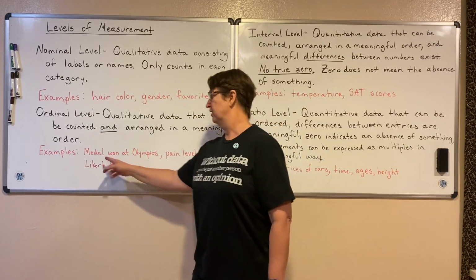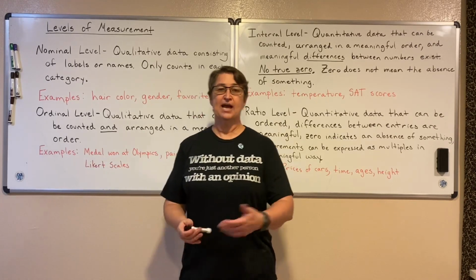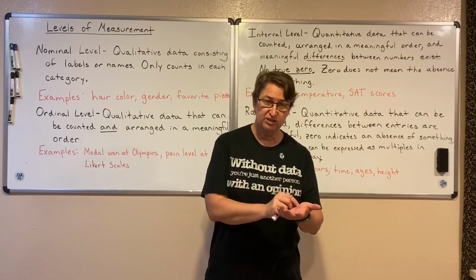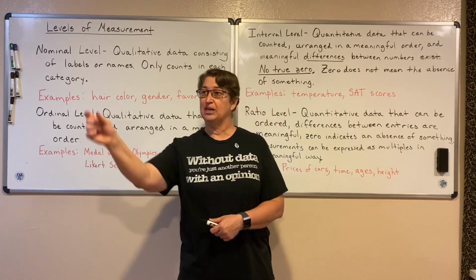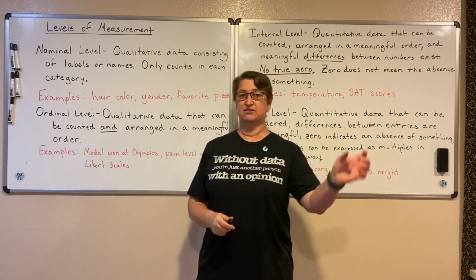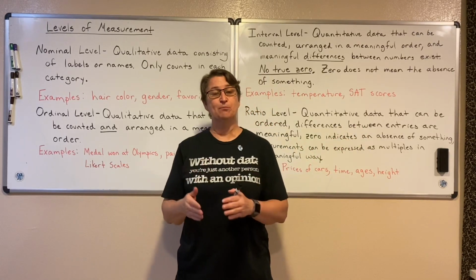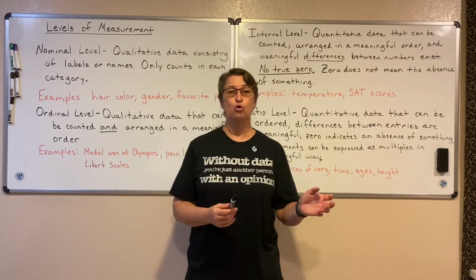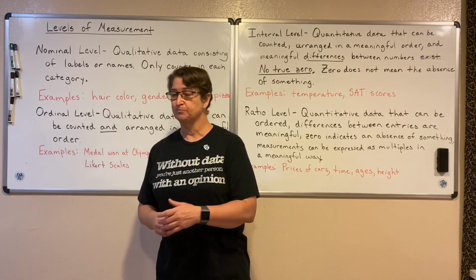For instance, if I ask you what type of medal you won at the Olympics, and I write down gold, silver, bronze, I could count how many gold medals there were and how many silver medals there were, but I could also arrange those in a meaningful order. Gold is better than silver, which is better than bronze.